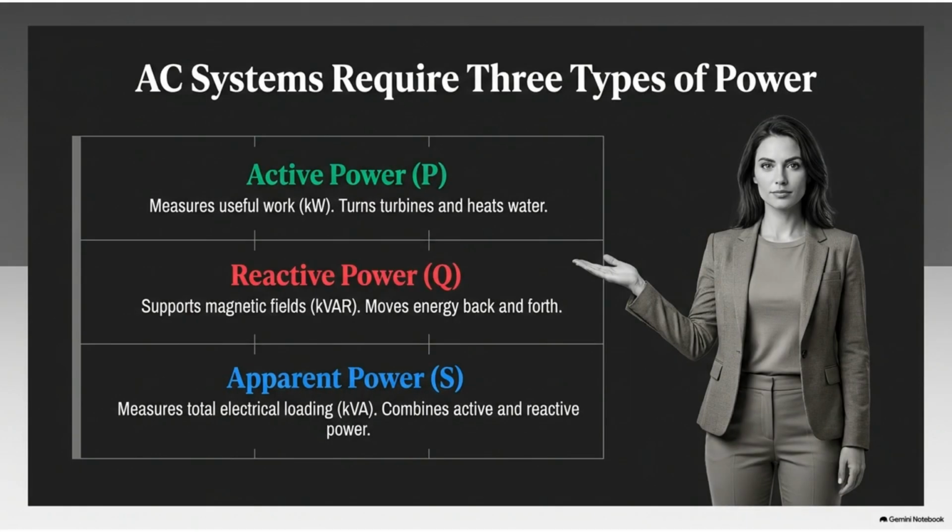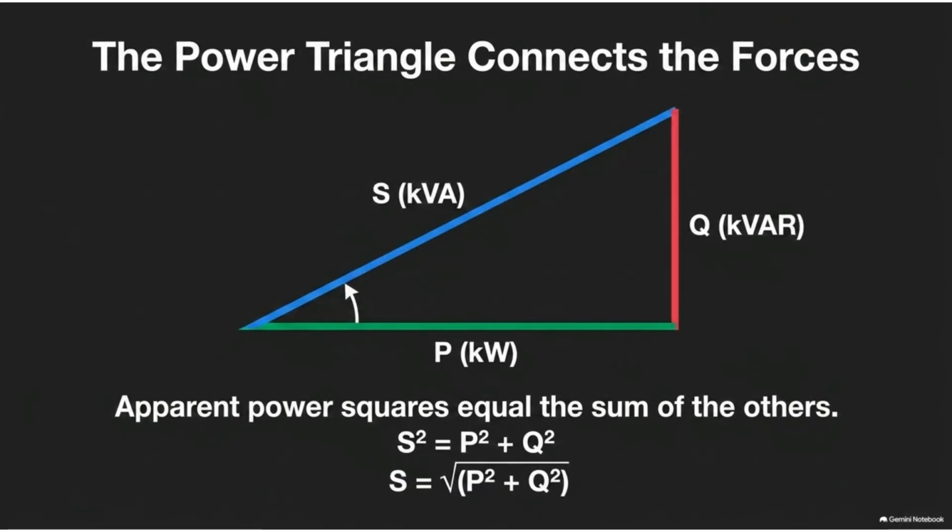AC systems rely on three types of power: active power for useful work, reactive power to support magnetic fields, and apparent power, which is the total electrical loading. These three forces are connected by the power triangle, where the square of the apparent power equals the sum of the squares of active and reactive power.